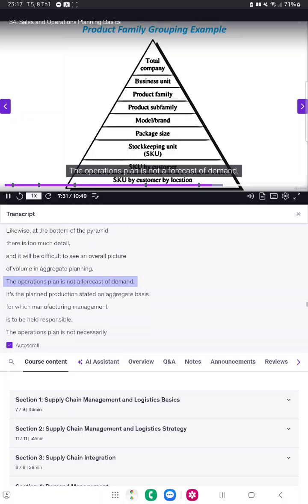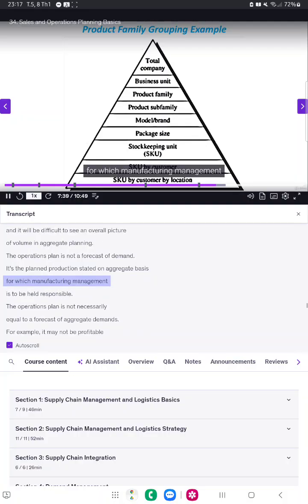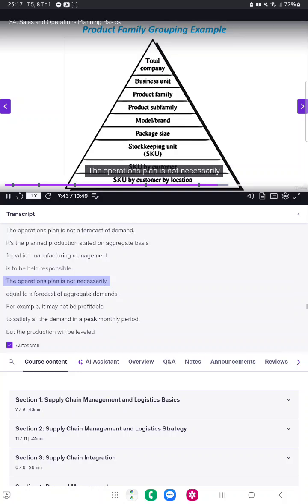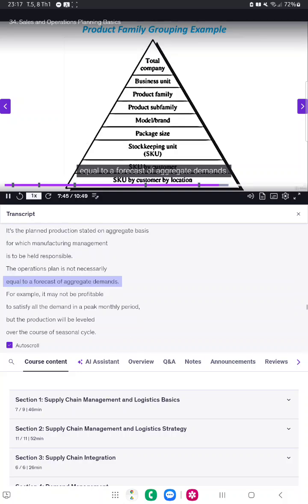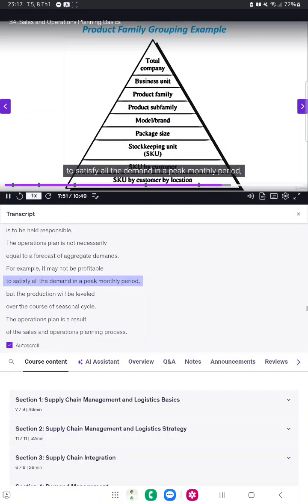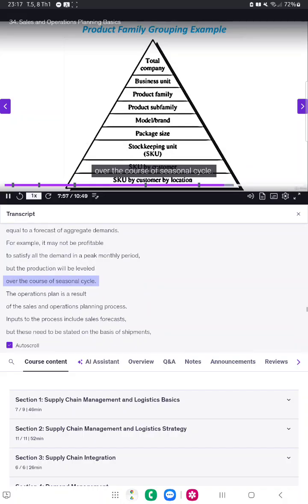The operations plan is not a forecast of demand. It's the plant production stated on an aggregate basis for which manufacturing management is to be held responsible. The operations plan is not necessarily equal to a forecast of aggregate demand. For example, it may not be profitable to satisfy all the demand in a peak monthly period, but the production would be leveled over the course of the seasonal cycle.